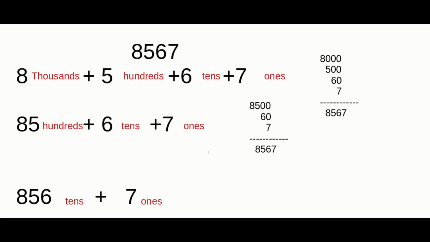Then another way: 856 tens and 7 ones. 856 tens means 8560 plus 7, total is 8567. These are the different ways that we can write 8567.